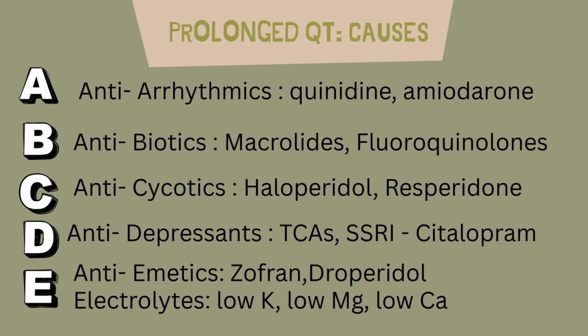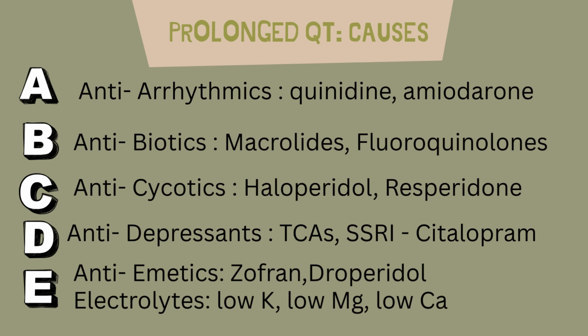C for antipsychotics, or psychotics with a P. Haloperidol, risperidone, these are big offenders. D for antidepressants: tricyclic antidepressants or SSRIs, especially citalopram, can prolong the QT interval. E for antiemetics, things like Zofran and droperidol that we often use for nausea and vomiting. And also electrolyte abnormalities: low magnesium, low potassium, and low calcium. Sometimes when electrolytes are off, especially magnesium, the heart gets twitchy and repolarization slows down. So any of these can stretch the QT.